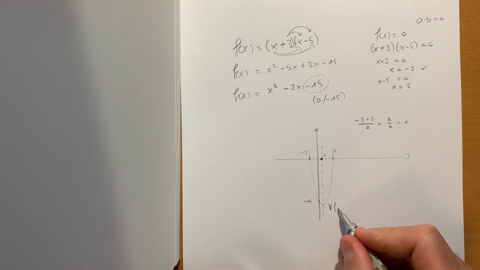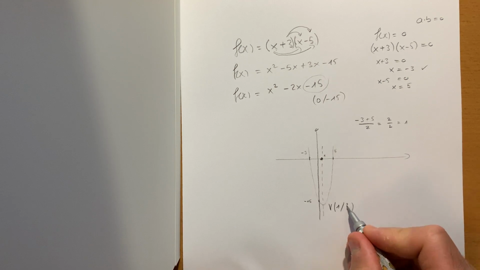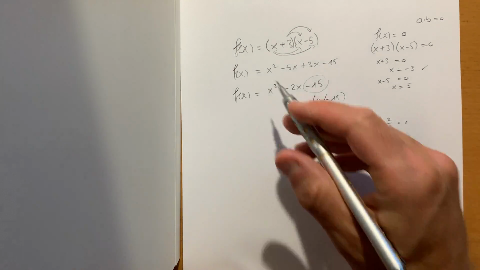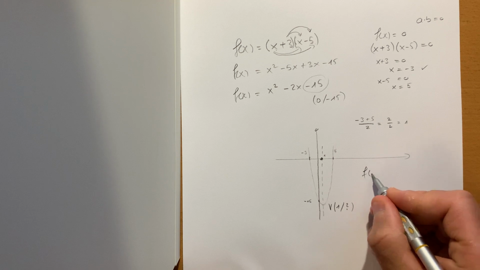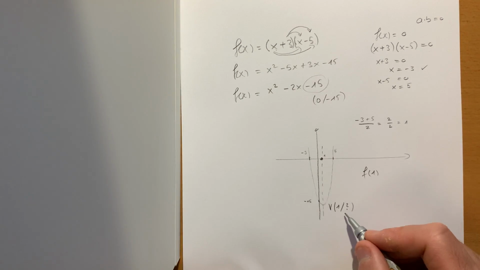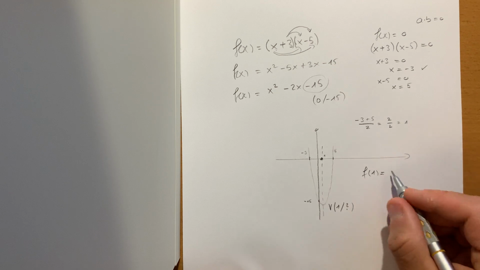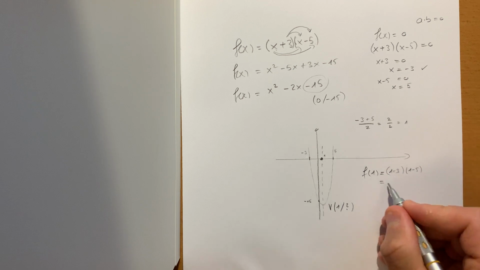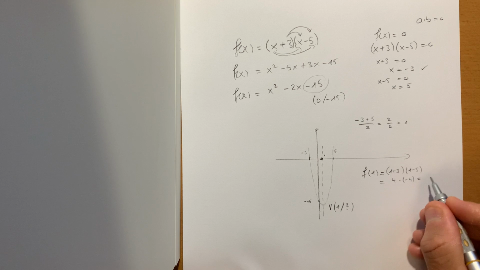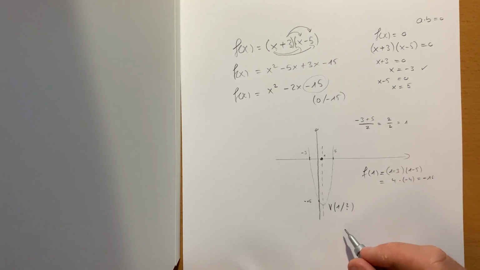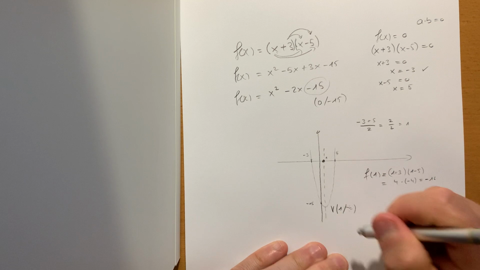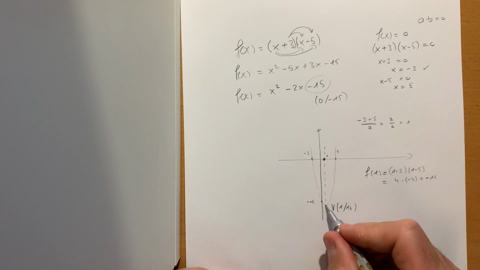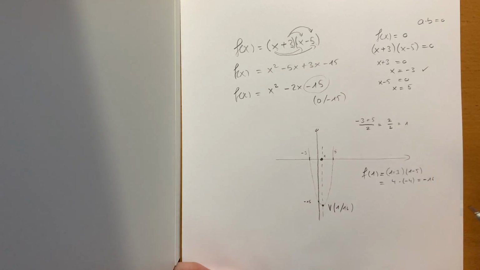So you know that your vertex is (1, something), okay? We don't know the y value just yet, but that's easy to work out, because you can plug in 1 into your function and it will give you the corresponding y value. So if you plug in 1, that's 1 + 3, 1 - 5, so that's 4 times -4, that's -16. And that makes quite a lot of sense when you look at my graph. Your vertex is at (1, -16).